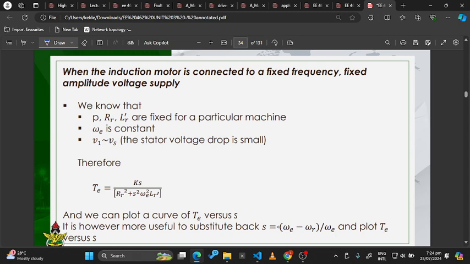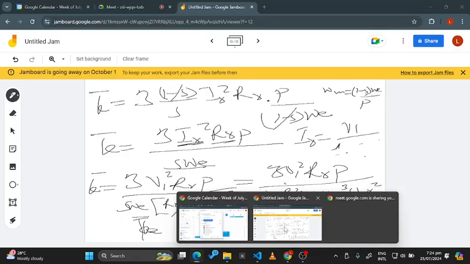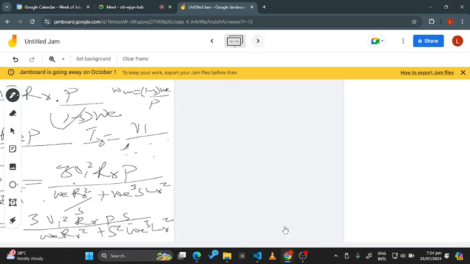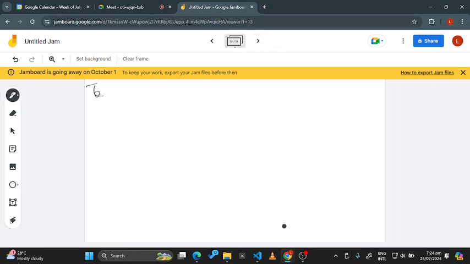So when the induction motor is connected to a fixed frequency, fixed amplitude voltage, then these parameters here are going to be fixed. Is that okay? These parameters here are going to be fixed. So what this means is we have Te equal to 3 V1 squared times RR times P times s, all divided by omega e RR squared plus s squared omega e cubed LR squared.